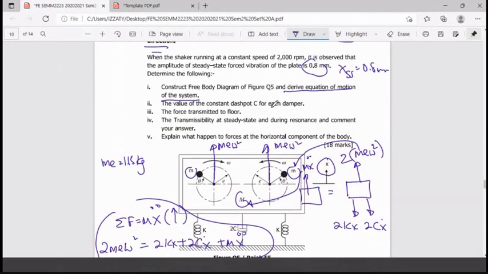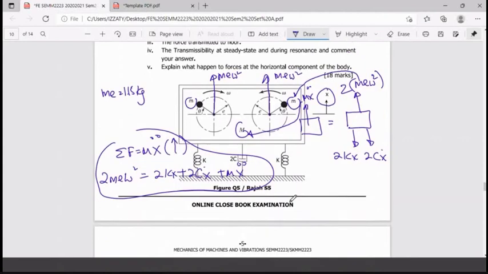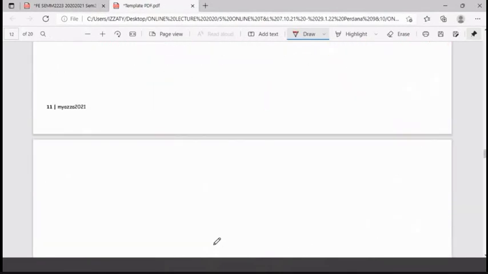Then the value of damping C for each member, and then you have to find C. So how are you going to find C now? Then you need to put all the numbers here. Just remember that this M is a big M. How to get C? Use the amplitude of steady state. From the amplitude of steady state, how do you know?